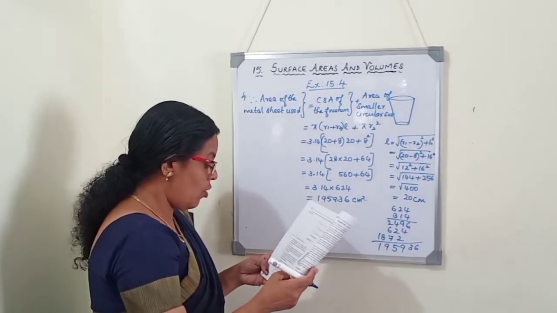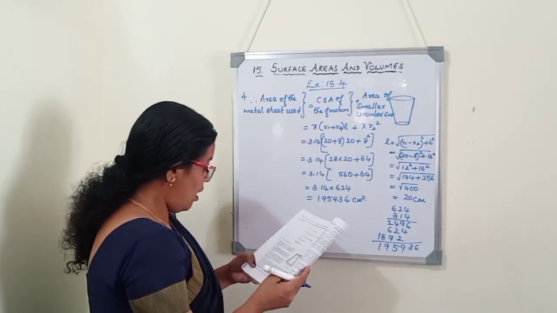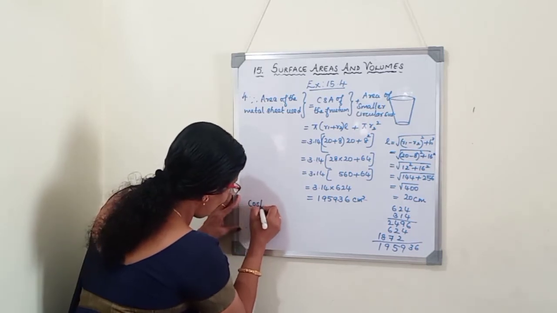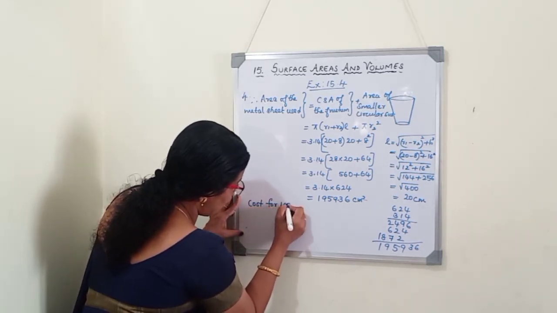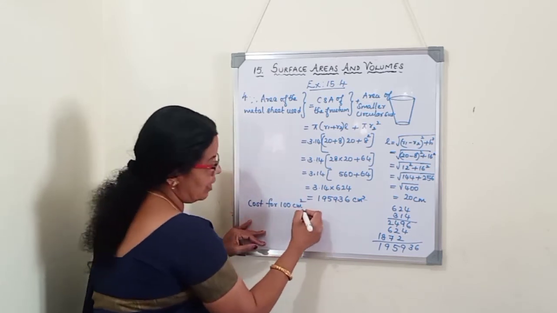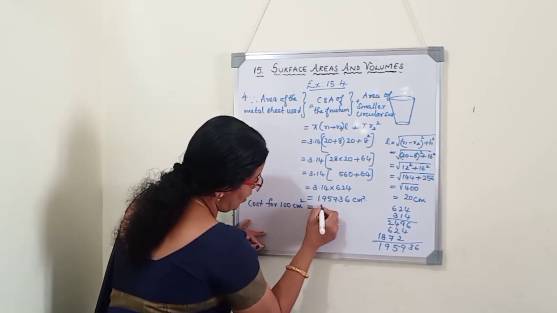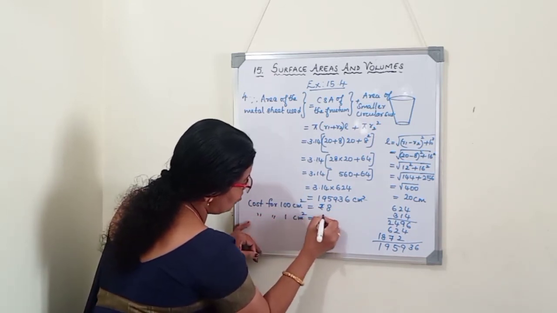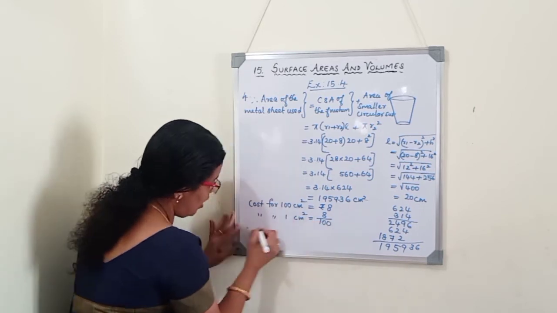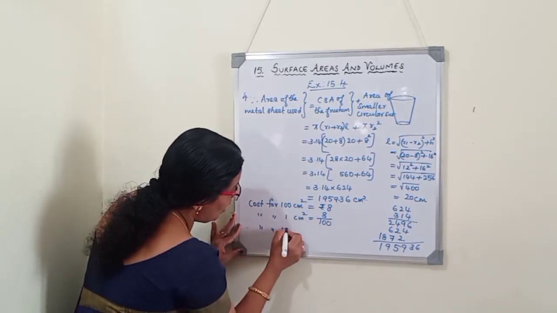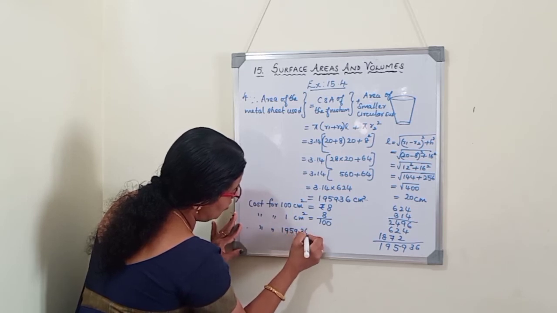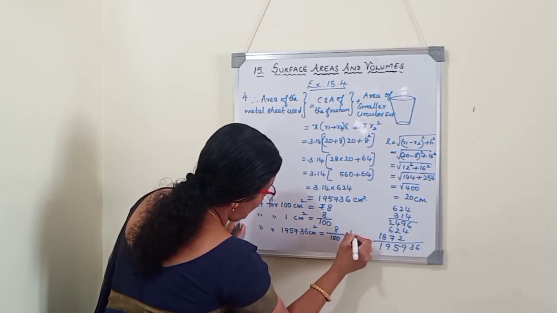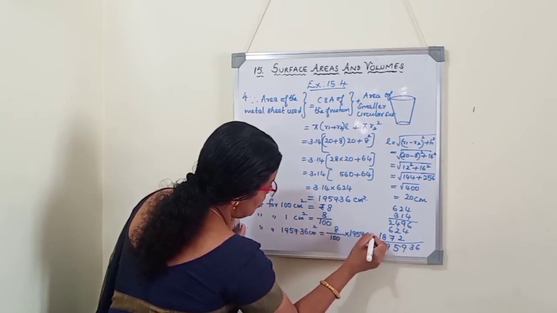They asked to find the cost of the metal sheet used to make the container if it cost rupees 8 per 100 centimeter square. So, cost for 100 centimeter square is 8 rupees. Normally it will be given for 1 centimeter square. So, for 100 centimeter square, 8 rupees means cost for 1 centimeter square is 8 by 100. Therefore, cost for 1959.36 centimeter square is equal to 8 by 100 into 1959.36.